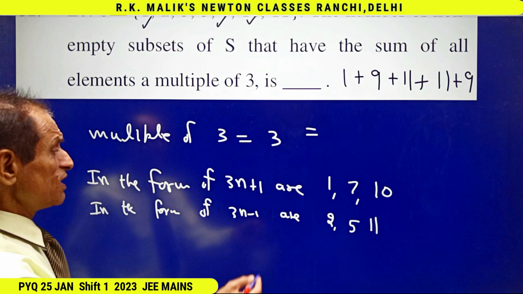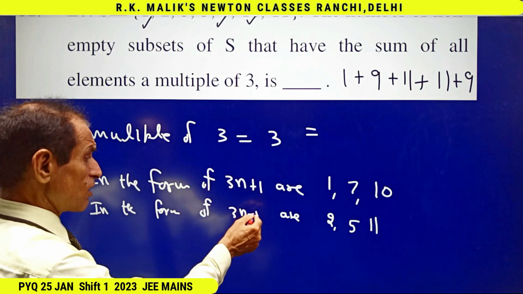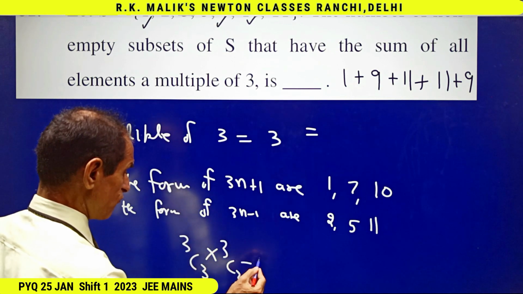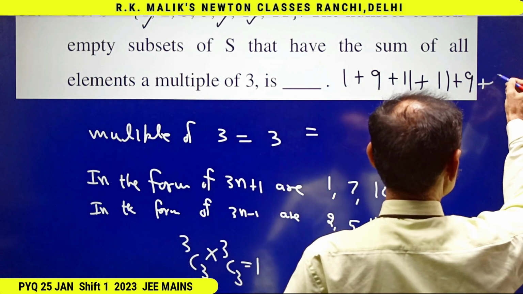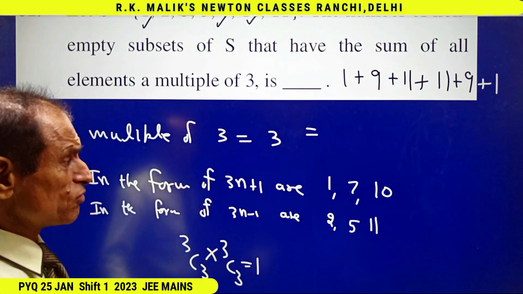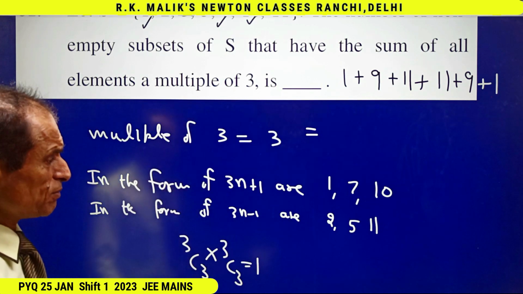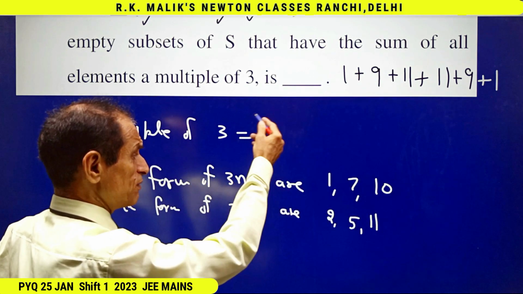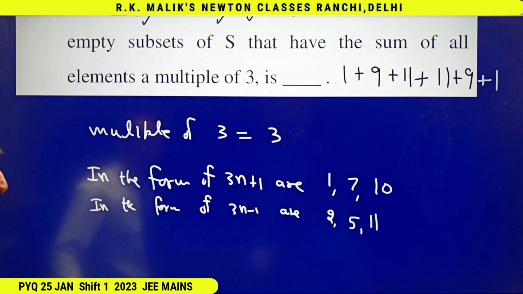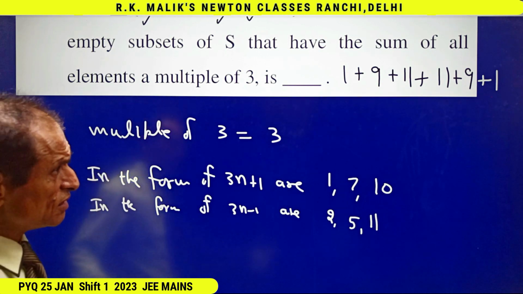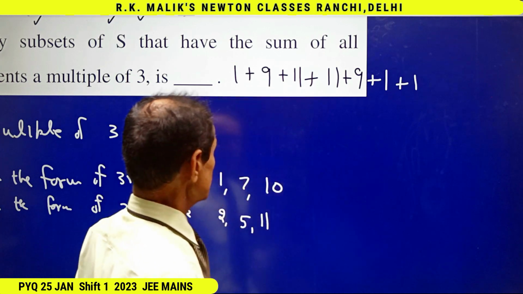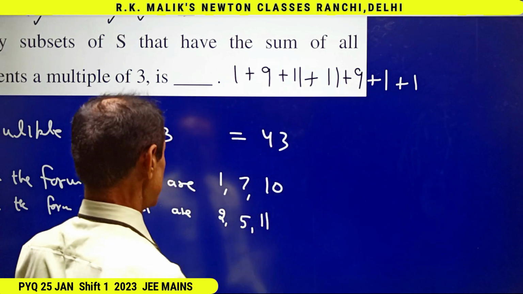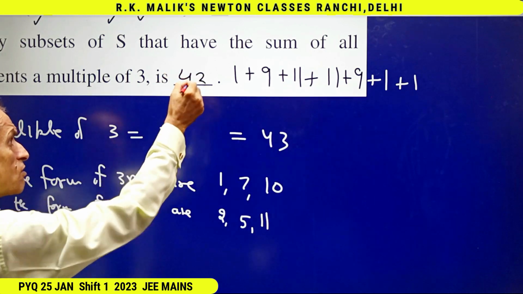This will happen when 3 elements are of this type and 3 elements are of this type. That is 3C3 into 3C3, that is 1. That is one case is there in which the set contains 6 elements and sum is multiple of 3. It's clear that in case of 7 elements, sum of all the elements is multiple of 3 and there is only one subset which has all the elements. Therefore, plus one more case. Hence, total number of cases becomes 43. Hence, the answer to this question is 43.